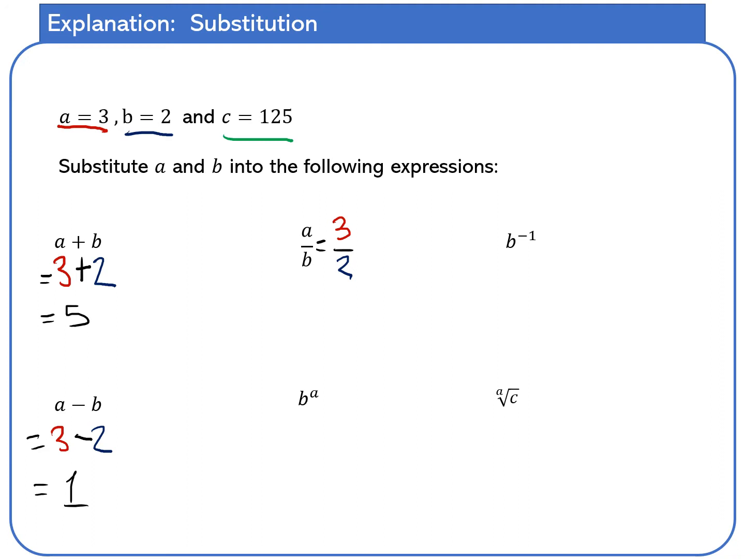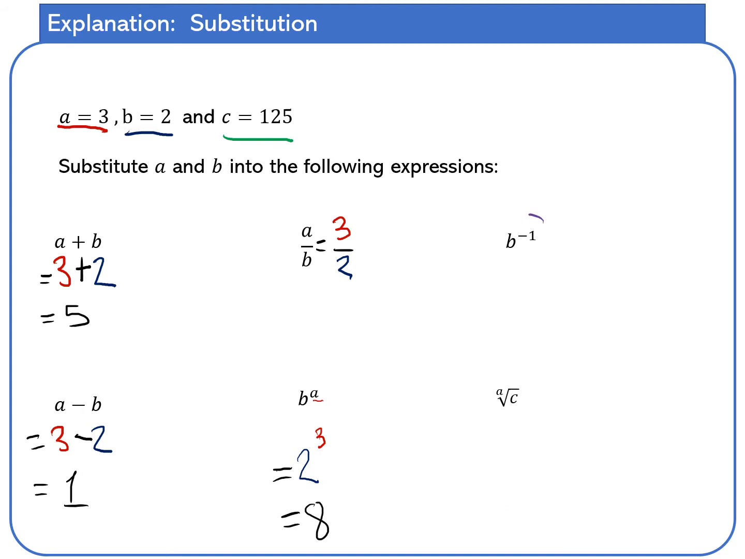Let's look at underneath. I've got B to the power of A. So where we've got B, I'm going to replace that with 2. And where we've got A, I'm going to replace that with 3. So in this question I've got 2 to the power of 3, which we know is 2 times 2 times 2, which is going to be 8.